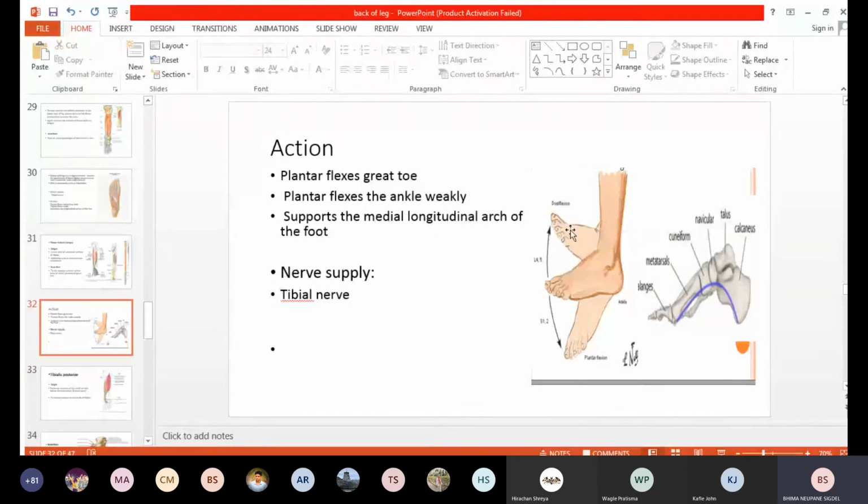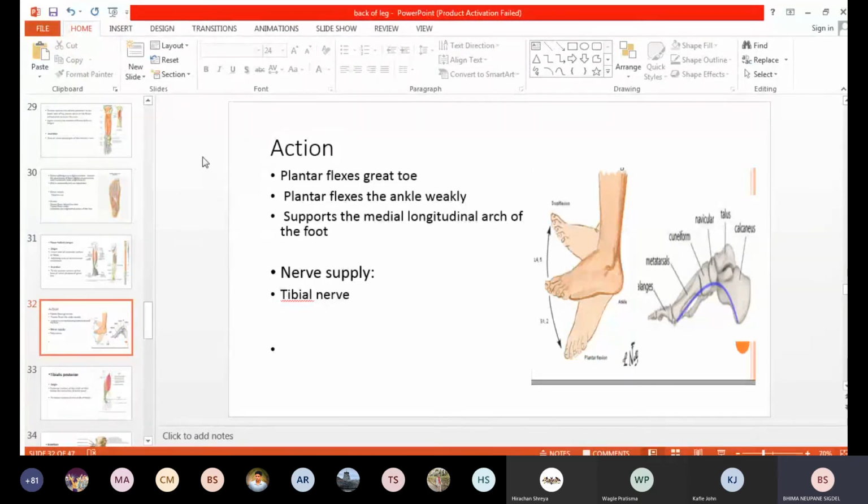So here you can see, this position is the dorsiflexion, and if it is going downward, this position is the plantar flexion. So plantar flexion and dorsiflexion. Today we are discussing only the plantar flexion, right? So you have to stand on the toe, so that there will be plantar flexion.